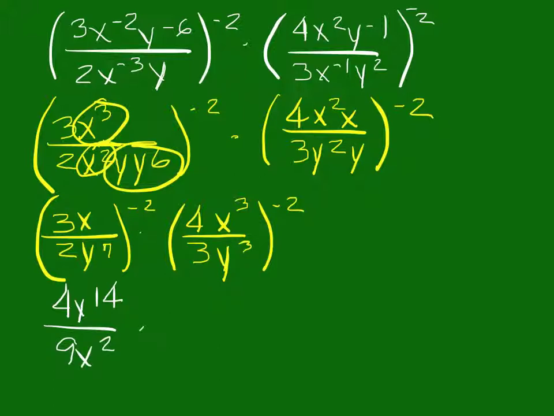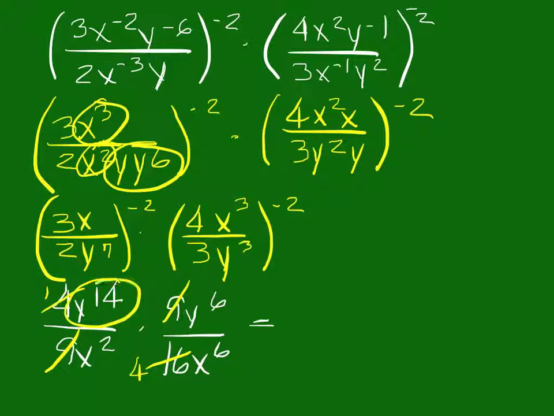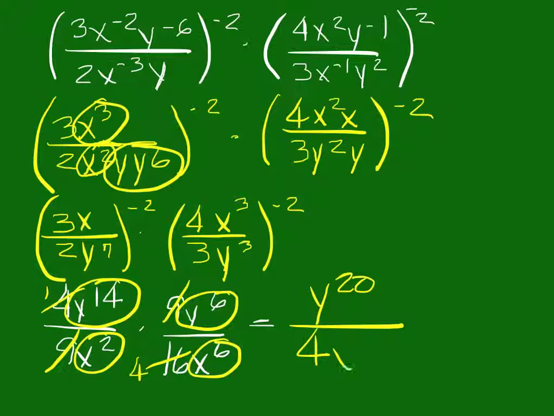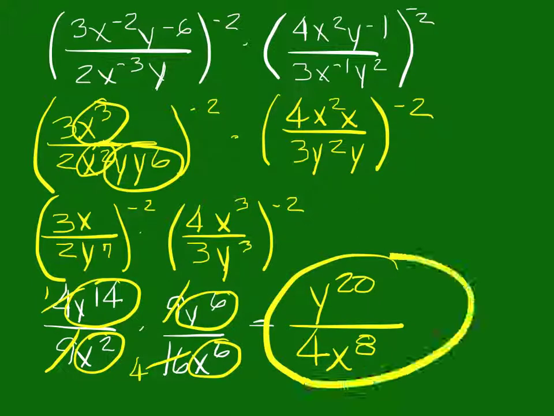On the right side you would have 9y to the 6th on top and 16x to the 6th on the bottom. We can cancel out. 9's are completely gone. 4 into itself once, into 16 4 times. On the top, you have y to the 14th, y to the 6th, y to the 20th. And then on the bottom, you have a 4. Then x squared, x to the 6th is x to the 8th.